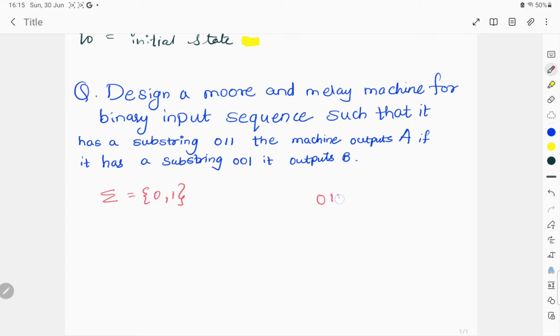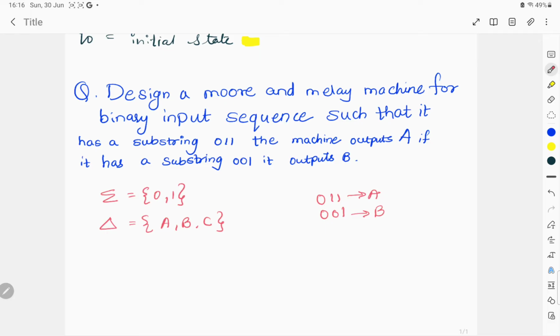Then it is supposed to give the output A, and if it has a substring 0 0 1, then it is supposed to give the output B. That means we are interested in getting the outputs either A or B. So that's why I can say my output symbol will have A or B. But what if my string is not having output A or B? It will have some other output, and I can say that output is, say for example, C. Okay, or you can say X.